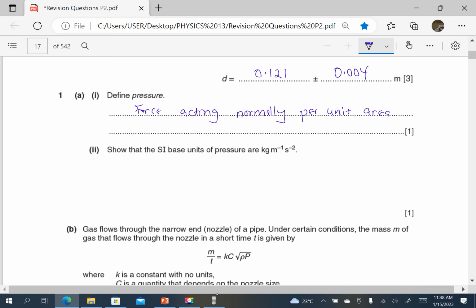Show that the SI base units of pressure are that. So since pressure is force over area, and we know the units of force, we know the units of area, so the units of pressure, since it is just 1 mark, would be kilogram meters per second squared divided by meters squared, which gives us kilogram meters over meters squared becomes kilogram per meter seconds power -2.